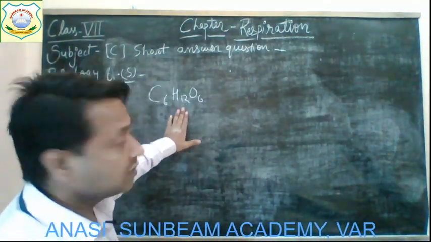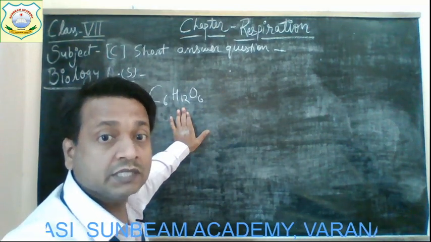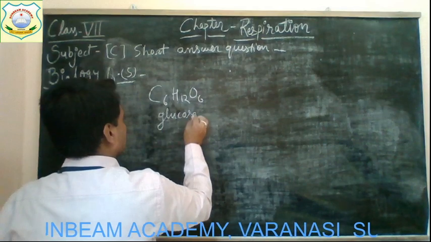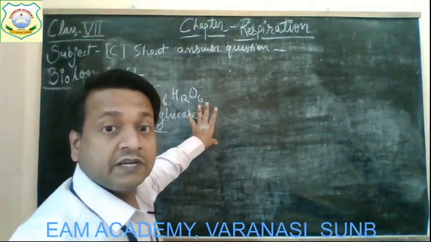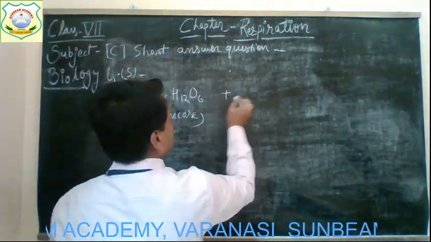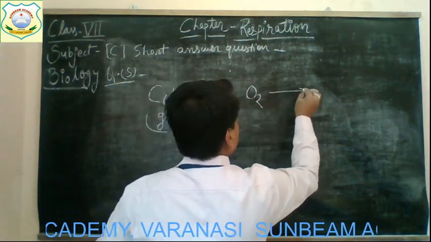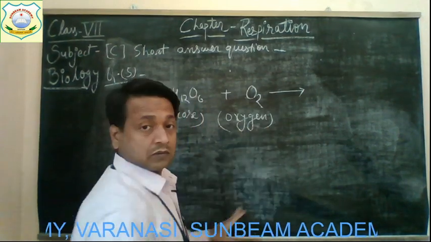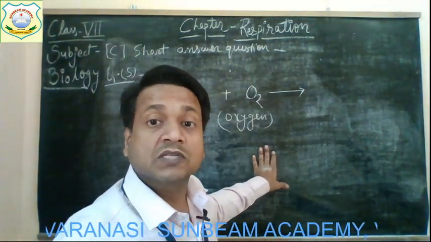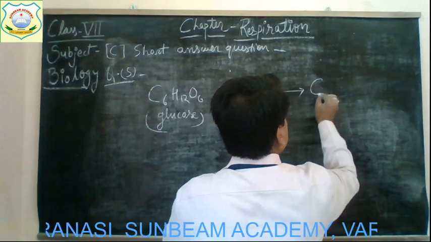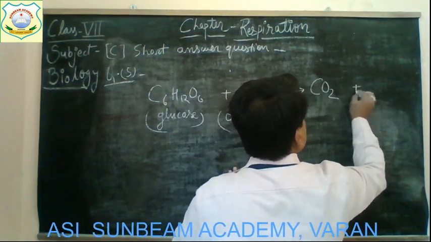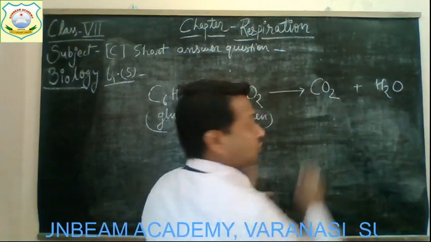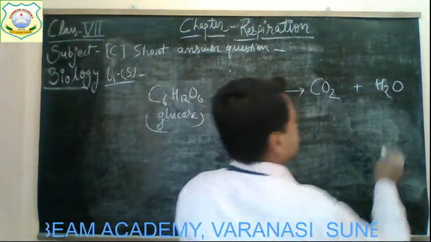C6H12O6. This is the formula of the sugar molecule, or say glucose. When it reacts with oxygen, alright, then it forms carbon dioxide, water, and energy.